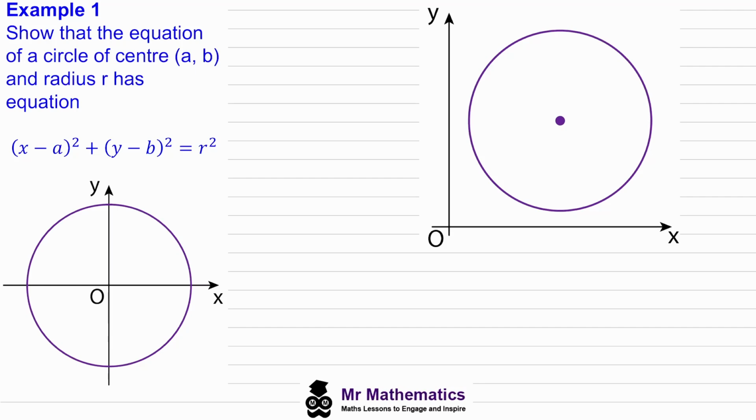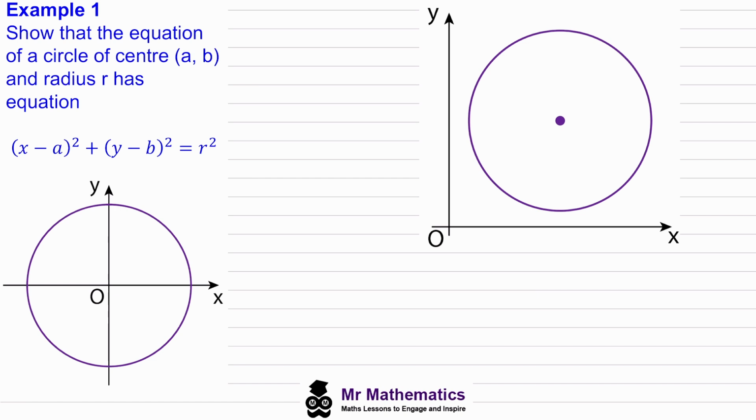Hi everybody. So in this video, we're going to look at finding the equation of a circle. So in example 1, we've been asked to show that the equation of a circle of centre (a, b) and radius r has this equation given here. So the first thing we're going to do is look at a circle which is centered on the origin, so in this circle here.